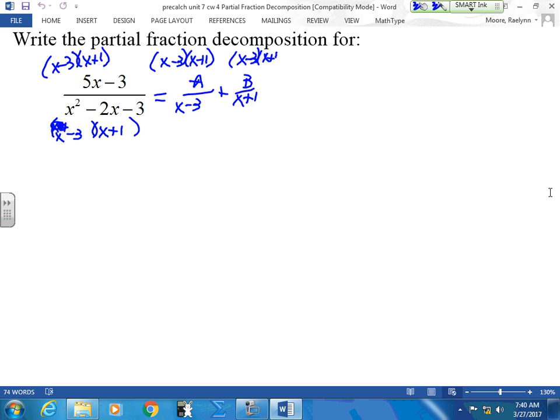Your goal is to eliminate a fraction and just have one equation after you get to this step. So this denominator comes out totally, agree? Have a little more room this time to write. Out comes the x minus 3, so I'm left with a times x plus 1, plus, out comes the x plus 1, I'm left with b times the x minus 3.